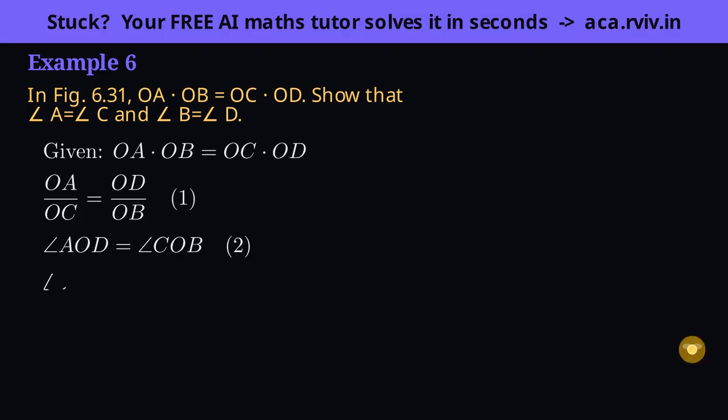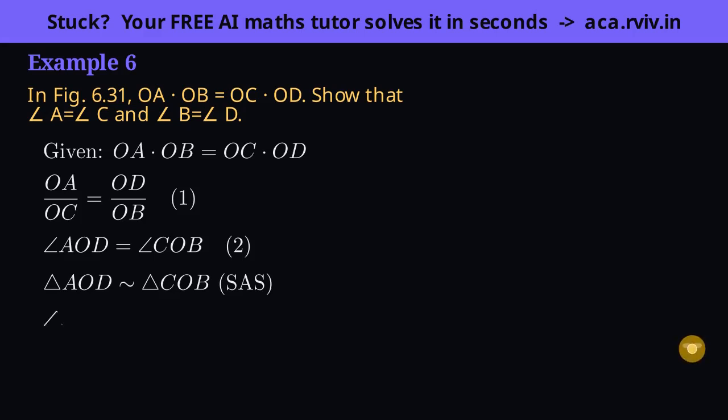Now assemble the pieces. Equation 1 gives two pairs of sides in the same ratio. Equation 2 gives the angle wedged exactly between them equal. Side, angle, side, that's the SAS similarity criterion, so triangle AOD is similar to triangle COB.